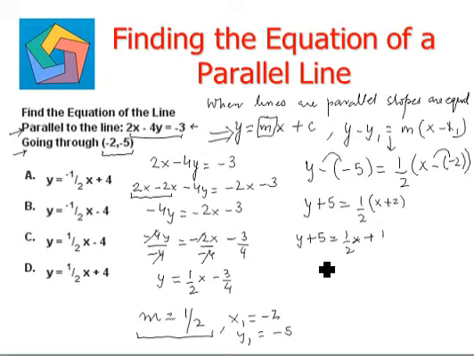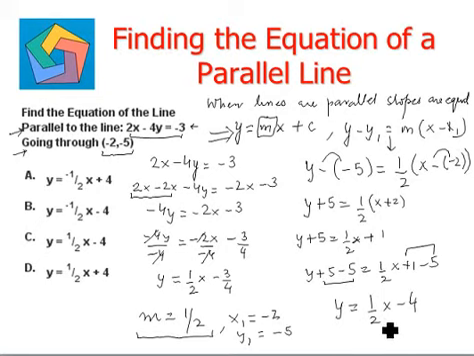Now we move the 5 to the other side by subtracting 5 on both sides. y equals half of x plus 1 minus 5. So plus 5 and minus 5 becomes 0. y equals 1 half of x, a positive 1 minus 5 is a negative 4. So this is our final answer of a line parallel to the given line, and can be seen in option C.